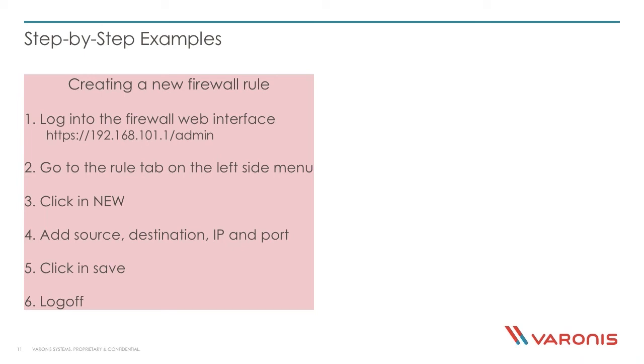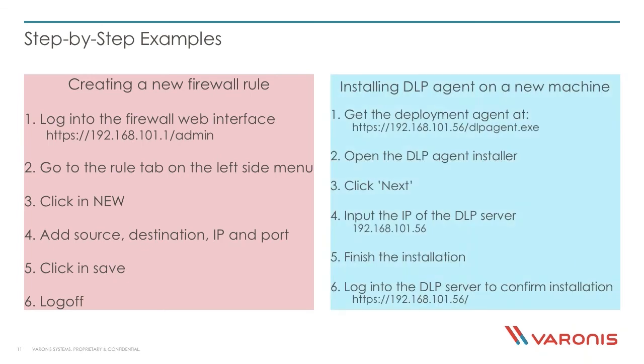Let me give you a second example. Let's say I have a data loss prevention solution, or DLP solution. One of the procedures could be how to install the DLP agent in a new machine. The step-by-step is as follows. Note that in the step 1, 4, and 6, I put the exact information that the person will need to execute in that step. And this is very important.